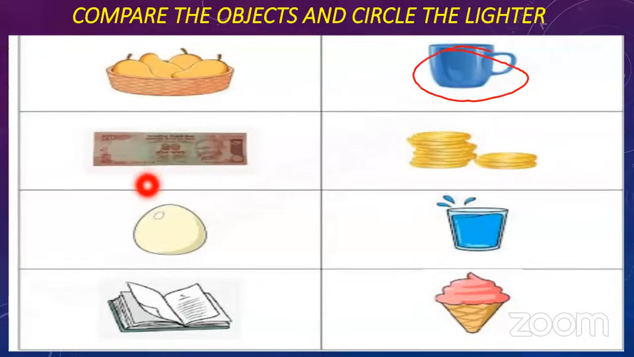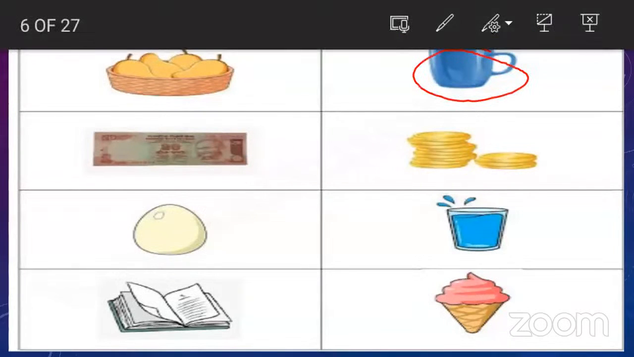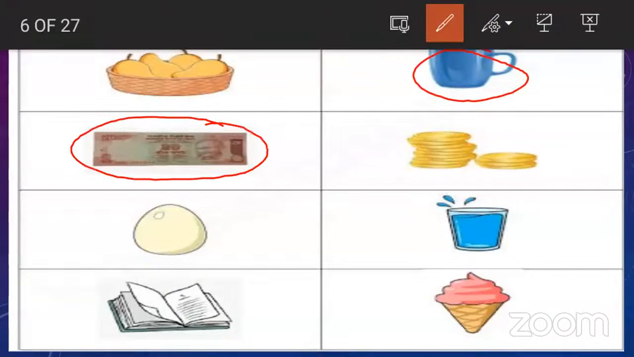Okay. Now, secondly, look at here. What do you see here? Here is the note of 20 rupee. Okay. And here are some coins. So which one is lighter here? Can you tell me? Coins or note? Note. Very good. Yes. Let us put the circle to the note. Good.